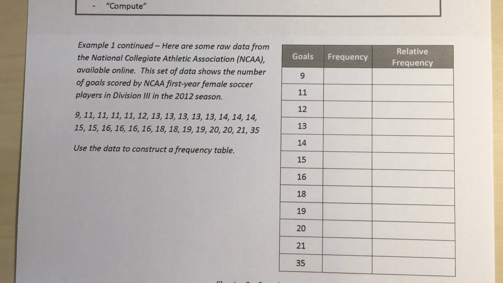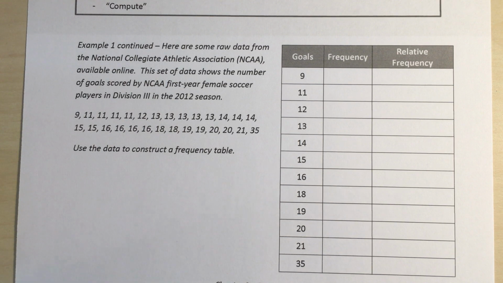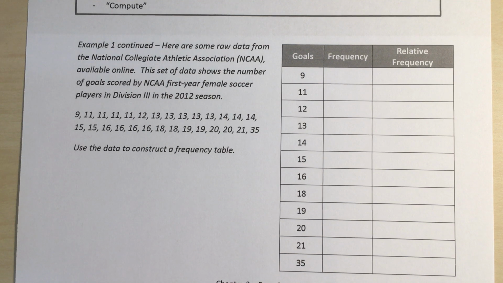What we're going to do is take this idea of frequency and relative frequency and put it into a table. We're looking at the same example that we started on the previous page: a list of raw data that shows the number of goals scored by NCAA first-year female soccer players in Division III in the 2012 season. First we're going to fill in our frequency for all of these different values. Our frequency, remember, is the number of times that this number occurs, or the count. We're going to count the number of times each value occurs in our data set.